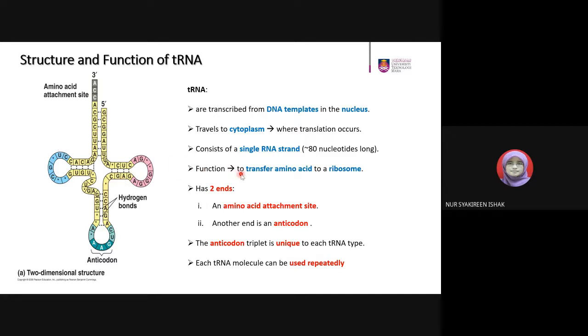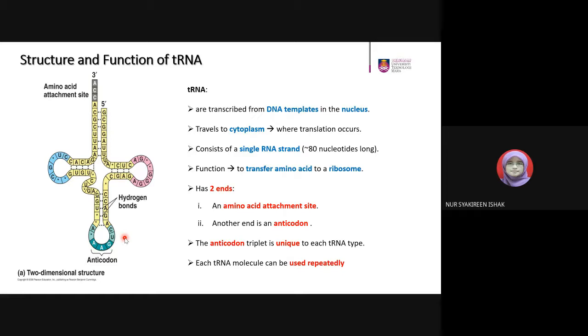So function is to transfer amino acid to the ribosome. So it has two ends, okay. So this end is where the amino acid will attach to, and this is the anticodon, okay. So the anticodon is a triplet of nucleotides that is unique to every tRNA. So it means that each tRNA will have different anticodons, because it has to match the codon of mRNA to bring specific amino acids, okay.